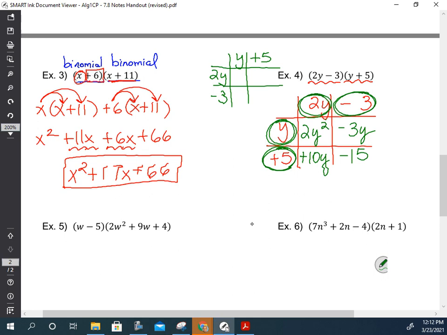So now look inside your boxes. Do I have any like terms? What are my like terms? 10y and negative 3y. So if we put those together, what do we get? 7y. So we have 2y squared plus 7y minus 15. And just as Janine had said earlier, it still needs to be in standard form. So the biggest exponent has to go first and then follow its way down. That's it. Problem's over.